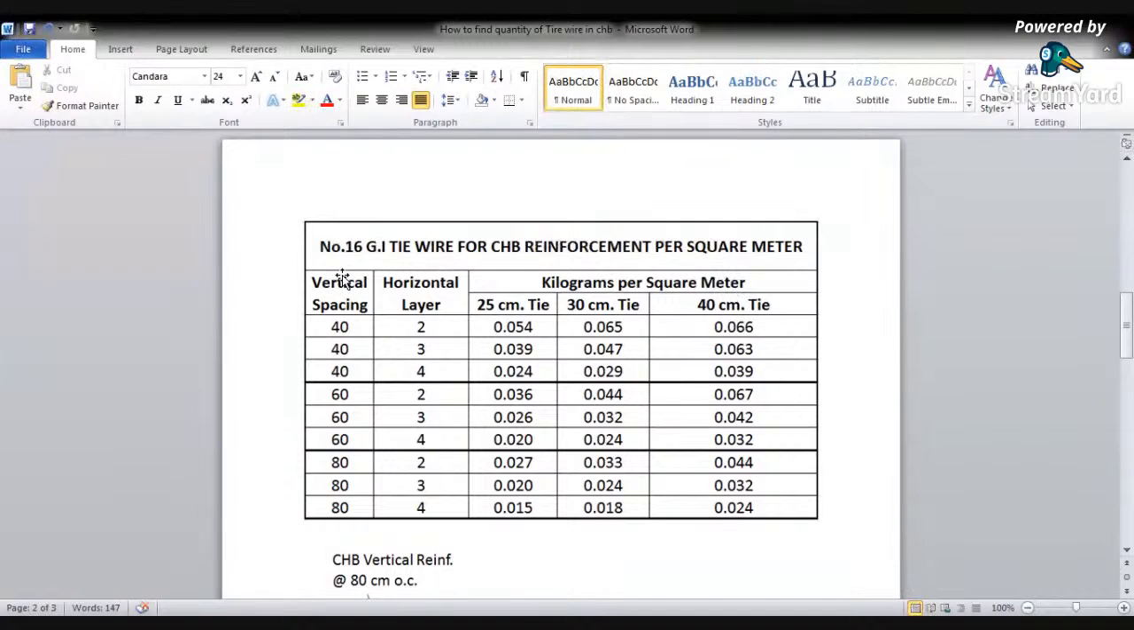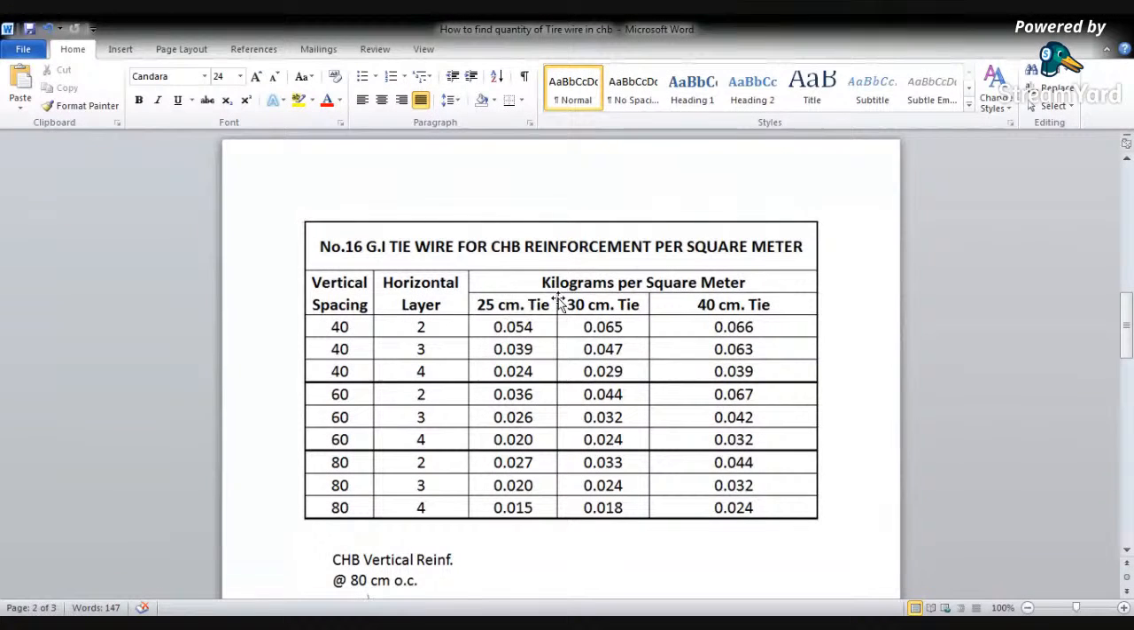So here, this is the vertical spacing. We have 40, 60, and 80. This is the vertical spacing of rebars. For horizontal layer, these are the rebars to be put in the horizontal position. So there is every 2 layers, 3 layers, and 4 layers. Okay, so this is the kilogram per square meter. The unit here is kilogram. After you multiply the area, it comes out in kilograms.